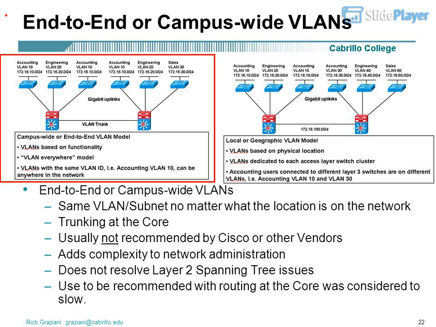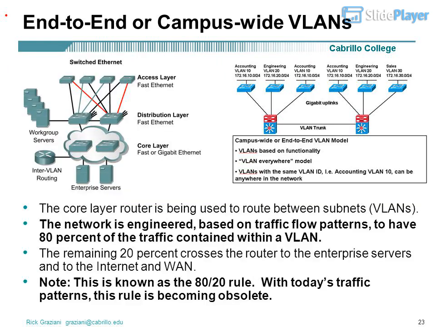End-to-end or campus-wide VLANs. The core layer router is being used to route between subnets, VLANs. The network is engineered, based on traffic flow patterns, to have 80% of the traffic contained within a VLAN. The remaining 20% crosses the router to the enterprise servers and to the internet and WAN. Note, this is known as the 80-20 rule. With today's traffic patterns, this rule is becoming obsolete.